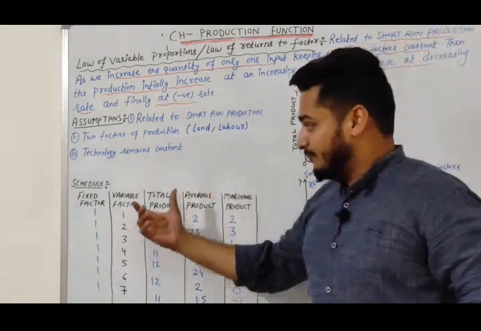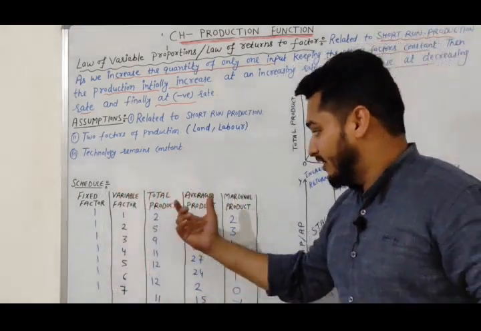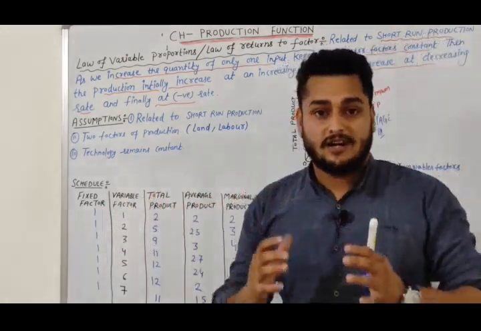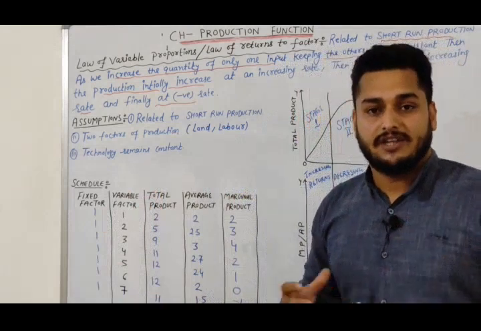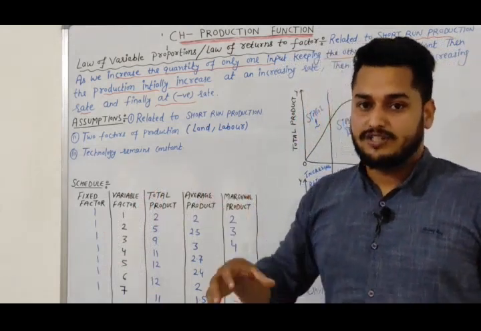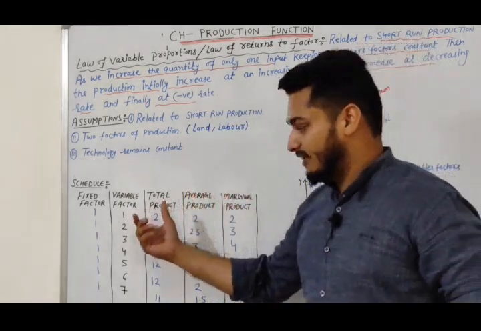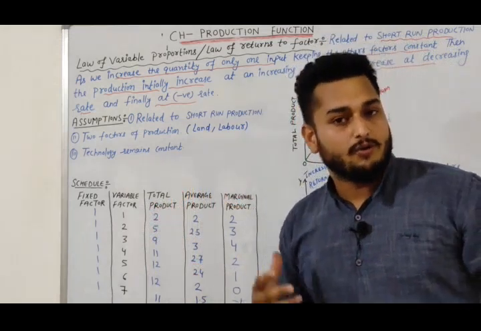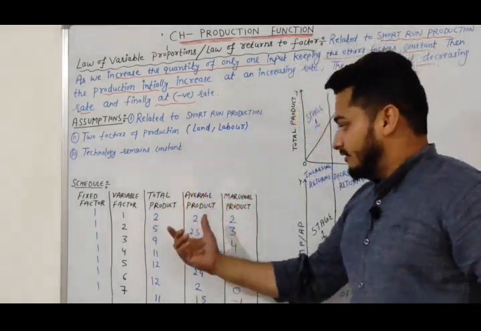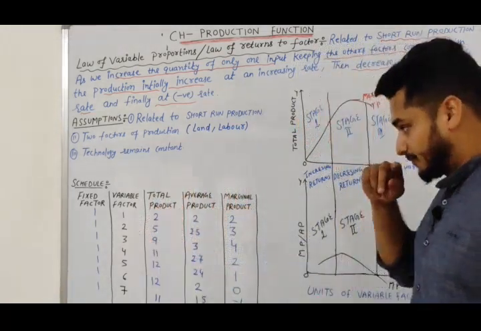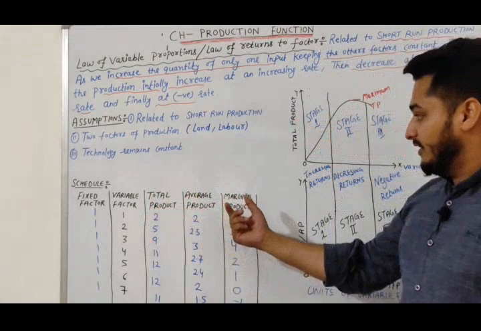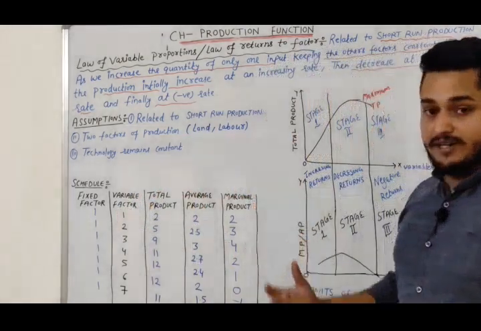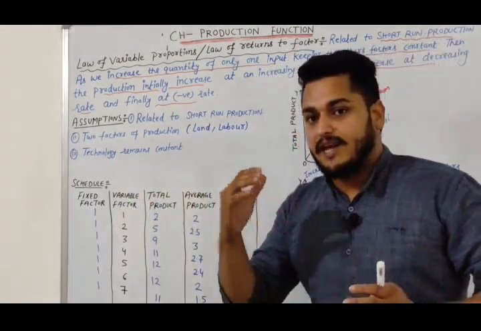Now we will understand fixed factor, variable factor, total product, average product and marginal product. What is a fixed factor? Fixed factors are those factors which remain fixed even if the output is increased or decreased. What is a variable factor? Variable factors are those factors which are changed by the producer. If the producer wants to increase their production, they can change variable factors. Average product is equal to total product divided by variable factors. Marginal product is equal to TP n minus TP n minus 1.